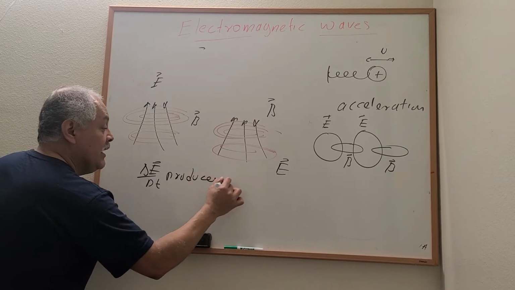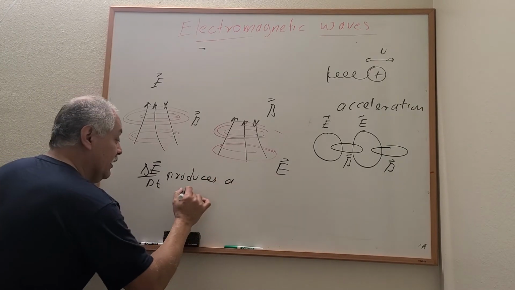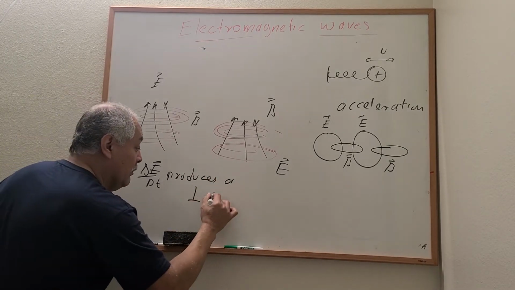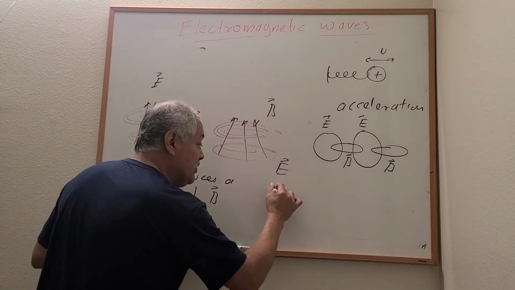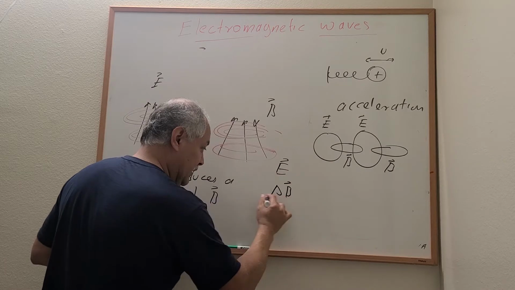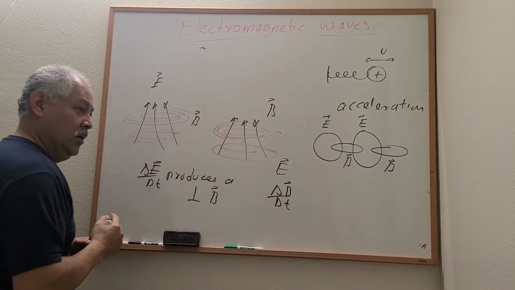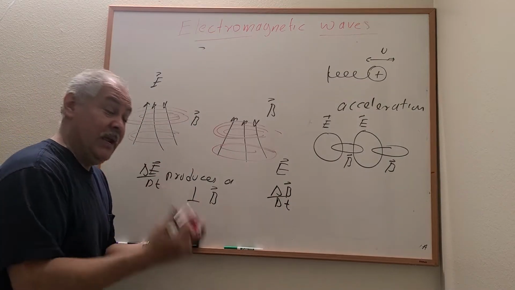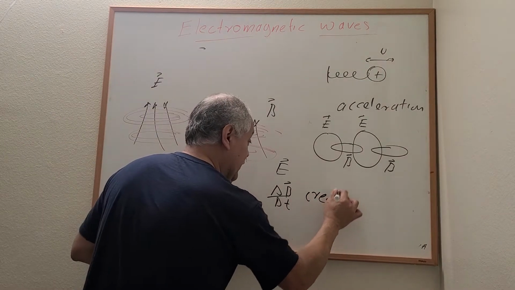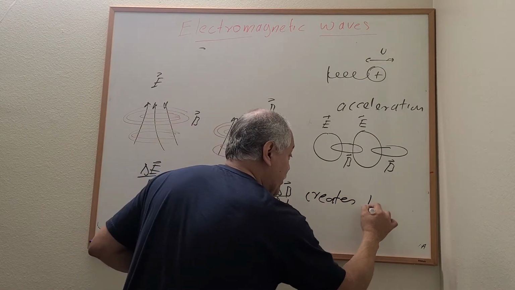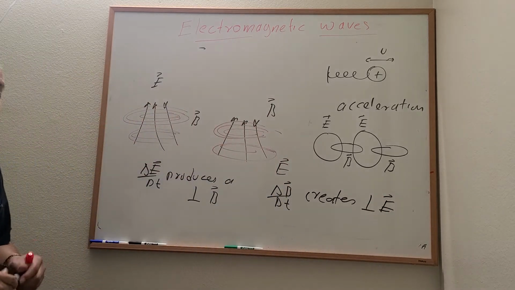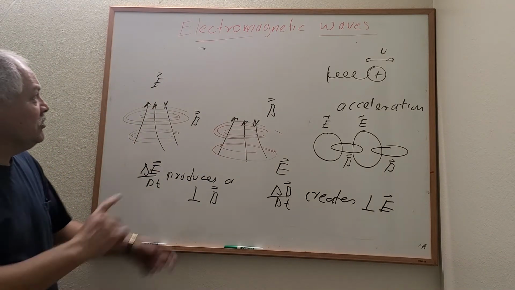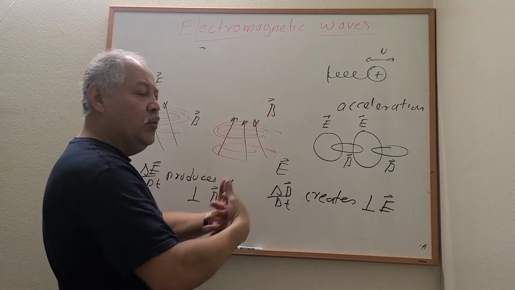a perpendicular magnetic field. And the same thing right here: a magnetic field changing with respect to time induces, or creates, a perpendicular electric field. And again, we call these electromagnetic waves.